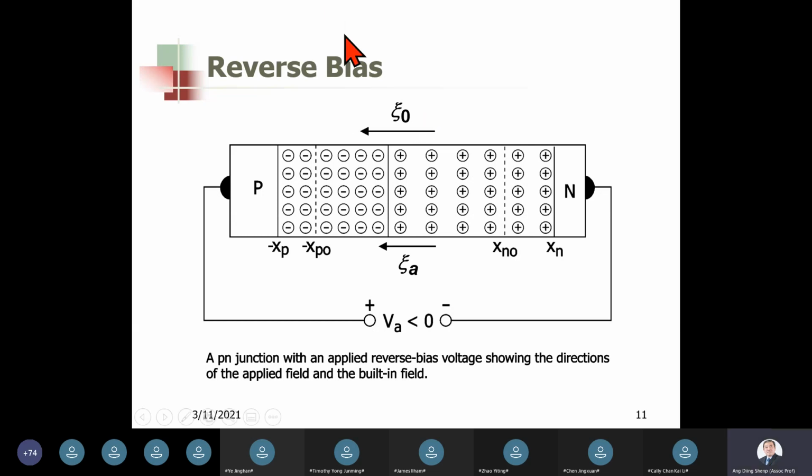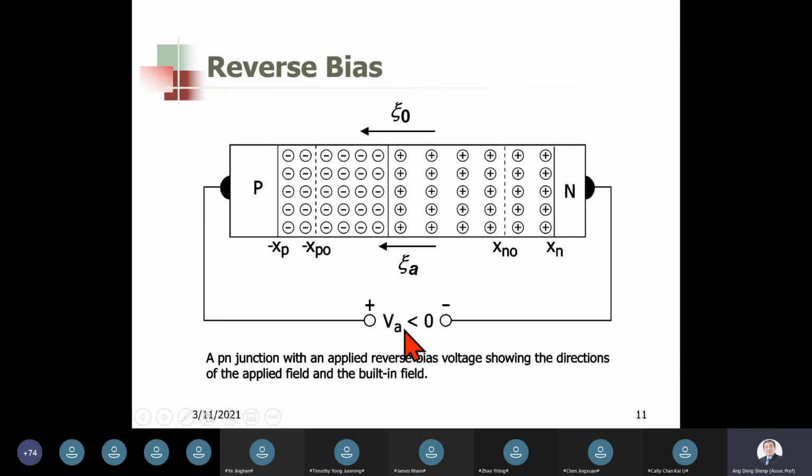Now, in reverse bias, we connect the negative terminal of the battery to the P side and the positive terminal to the N side. Now, if we keep to the same notation as shown here, VA is a negative value under reverse bias condition.